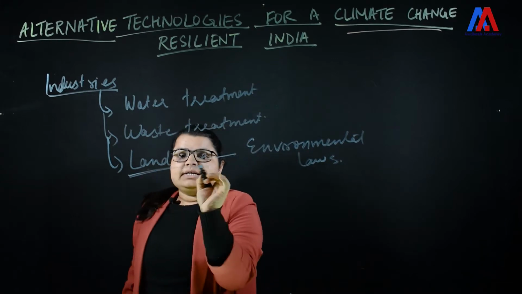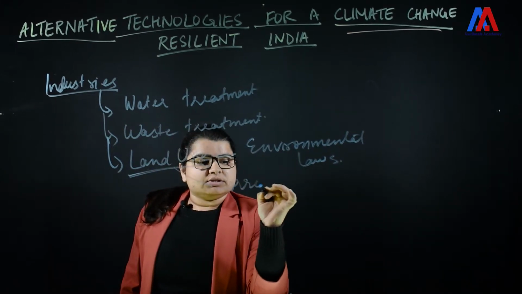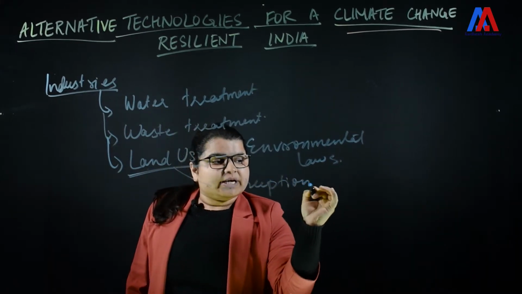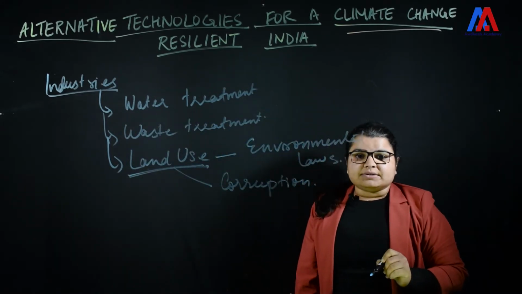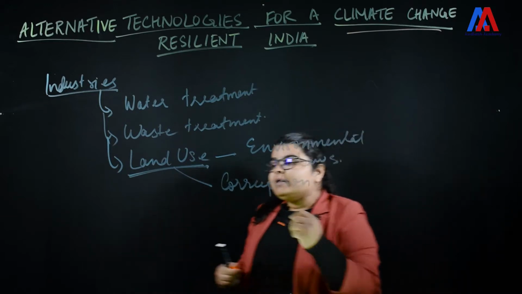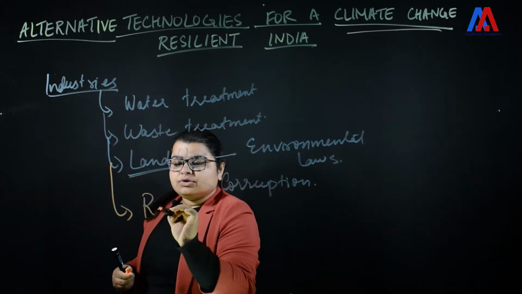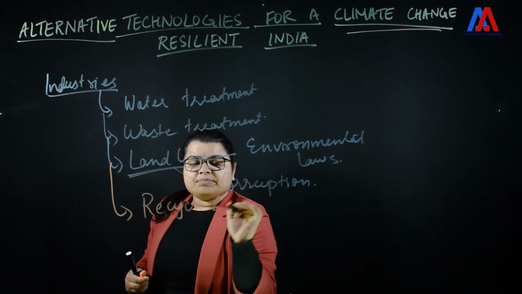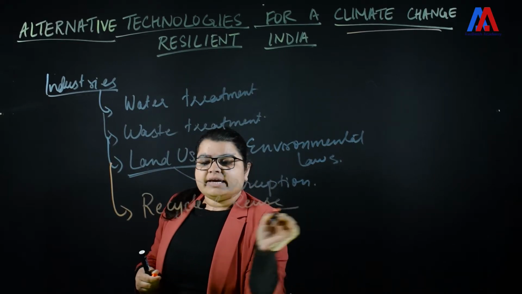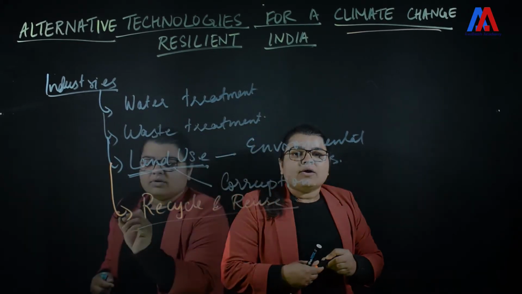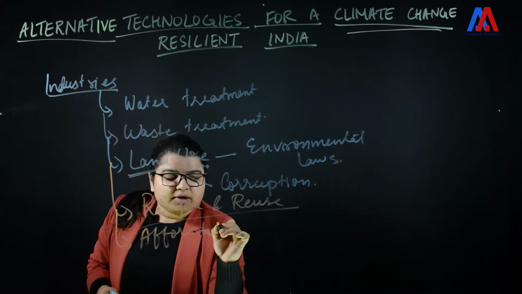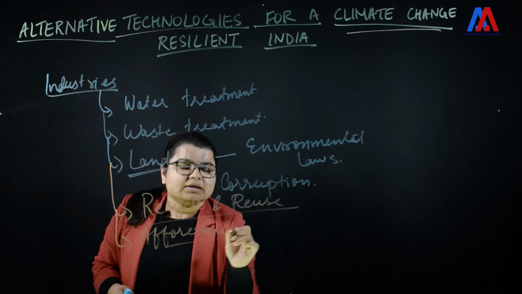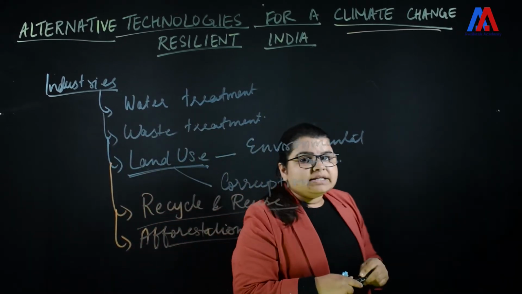Also, the corruption needs to be addressed, which is a major problem in land use patterns. Industries may be encouraged to recycle and reuse their wastes as well. Also, you must promote afforestation by the industries and mining companies.